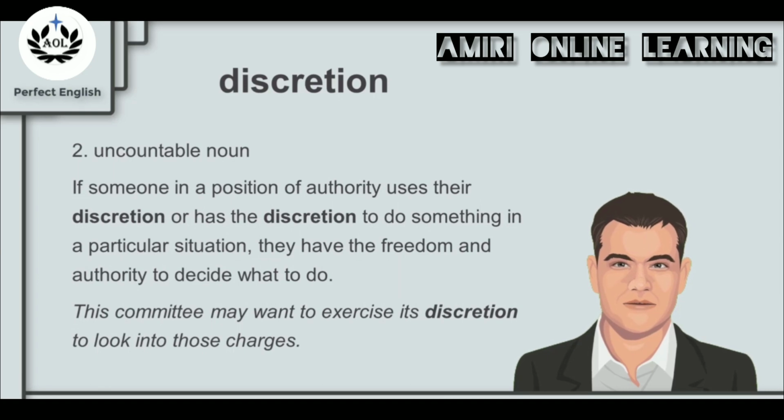If someone in a position of authority uses their discretion or has the discretion to do something in a particular situation, they have the freedom and authority to decide what to do. So this time it's not about being secretive or being quiet, it's something else. It is having the freedom or authority to decide what to do the way you like it. For example, this committee may want to exercise its discretion to look into those charges. They have the freedom to do it, or actually because it's a committee, it's elected or it's appointed by somebody, it has the authority to do that.